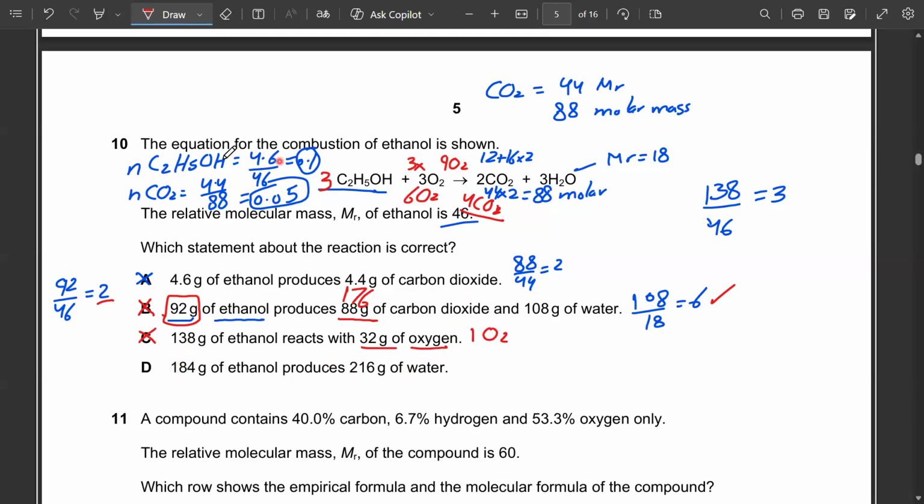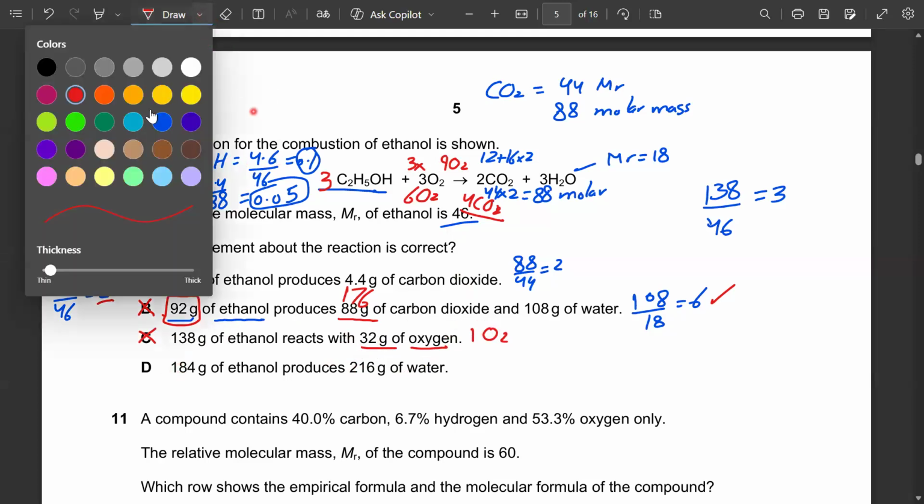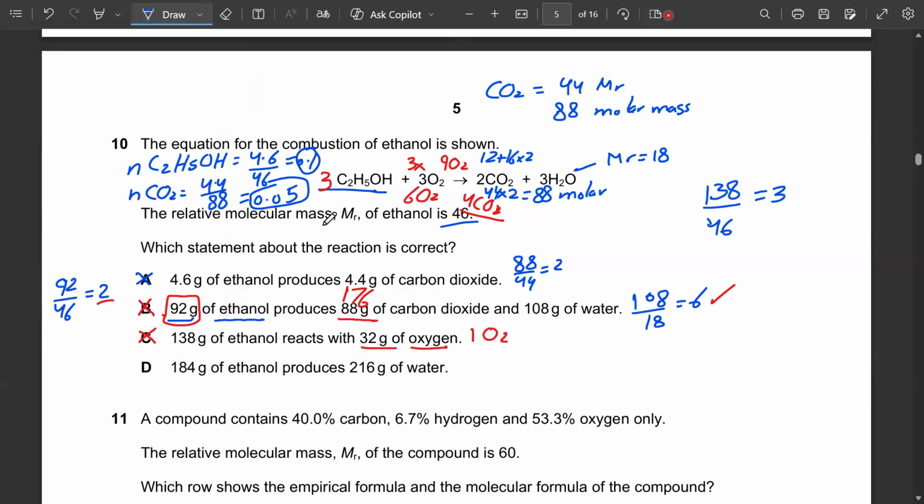Then we check the D option. In the D option, it says 184 gram of ethanol. So 184 is equivalent to 4 moles.